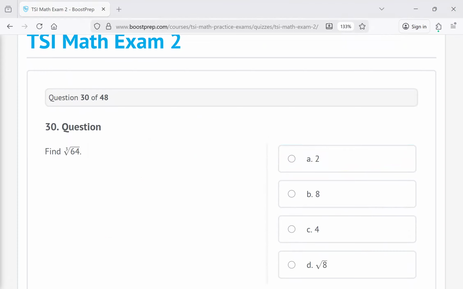So find the cube root of 64. I think this might be a perfect cube. So basically, can you think of a number times itself 3 times that'll give you 64? 4, right? 4 times 4 times 4 is 64. So it's going to be C.